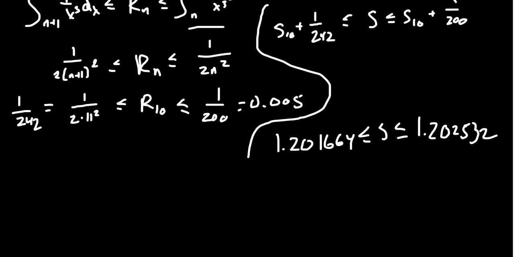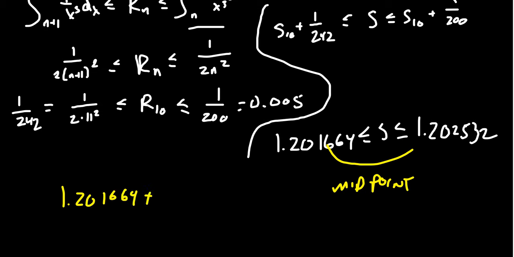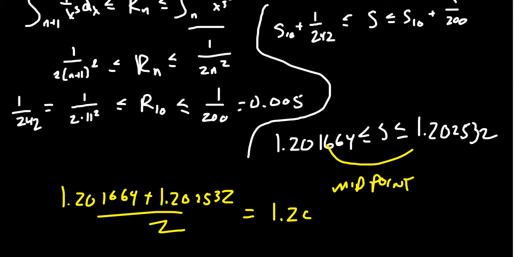Now, what if we were to calculate the midpoint of these numbers? If we found the midpoint, we could find the number that's halfway between them, and we could then take that as an estimate for S. Taking the midpoint, we get 1.201664 plus 1.202532, divided by 2. This gives us as the midpoint value 1.202098, and this will be our estimate for S. It's an estimate, so we'll say approximately equal to S.